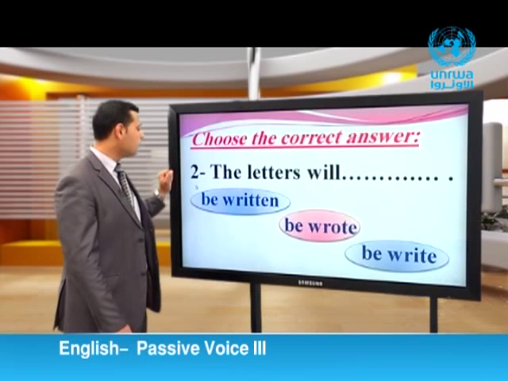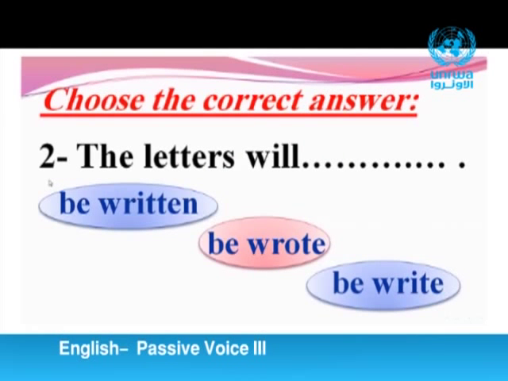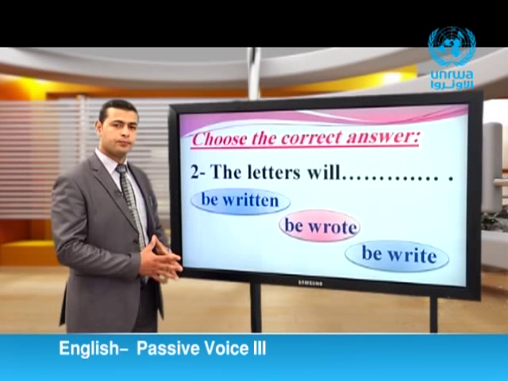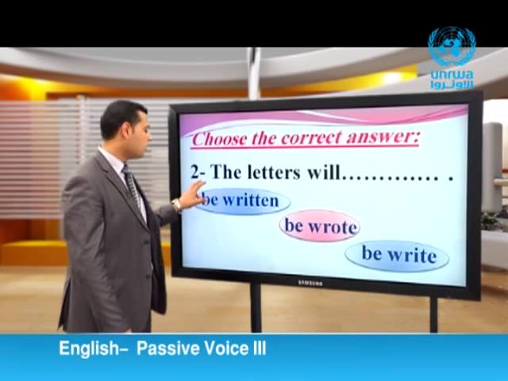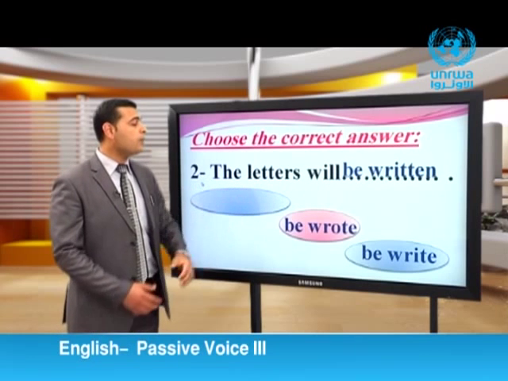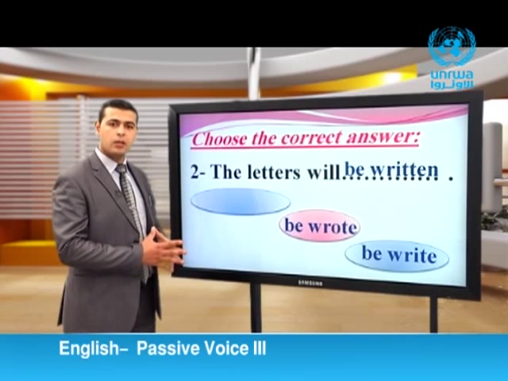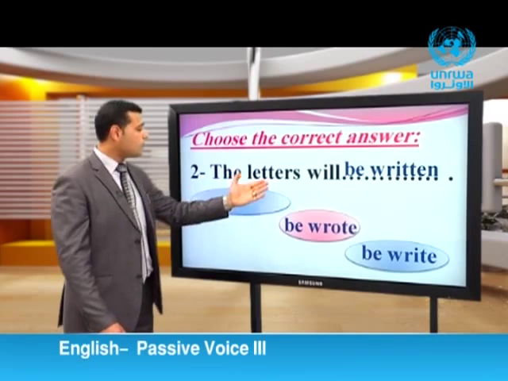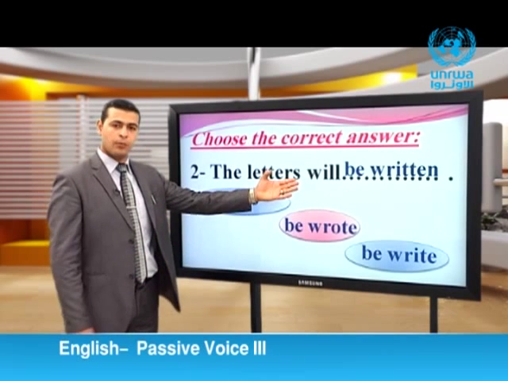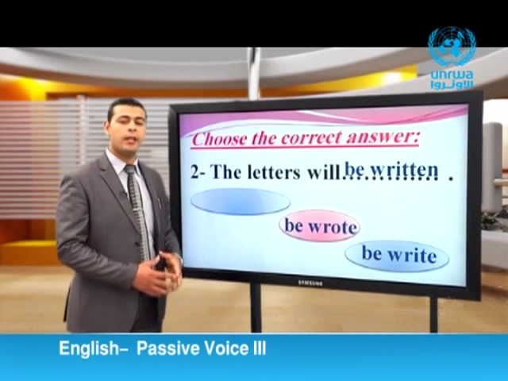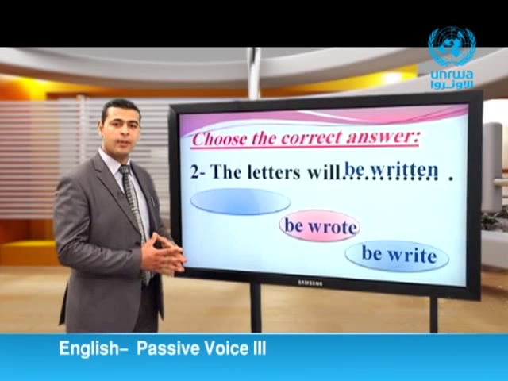Okay. 2. The letters will be written, or will be wrote, or will be right. Thank you very much. Here, the letters will be written. After will, as a modal verb, comes be, and after be is the third form or the past participle of the main verb.